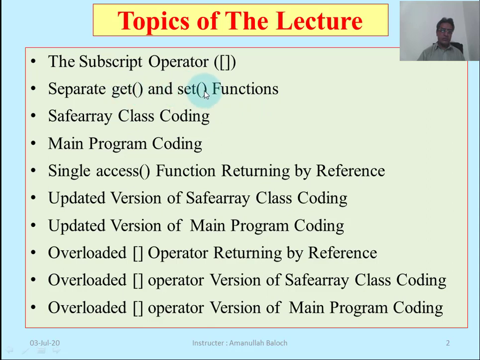Through these two functions, firstly we will perform the operation of this subscripted operator: safe class coding and main program coding. This is the safe class, and we will implement it through this main program coding. Then we will again write the second version of this safe class, with a single access function returning by reference. We will use a single access function in place of these two functions, get and set.